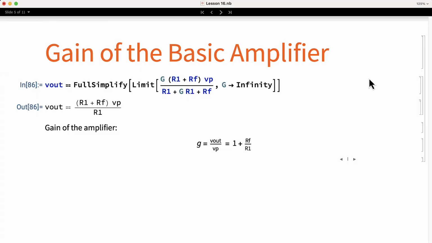As we learned in the previous lesson, interesting things happen when the gain of the amplifier is very high. If we take the formula and we calculate the limit when the amplifier gain tends to infinity, we can see that the formula is simplified. We obtain that the gain of the amplifier is given by the following formula: 1 plus the ratio of RF and R1. In this specific configuration, we cannot attenuate the signal, we can only amplify it.